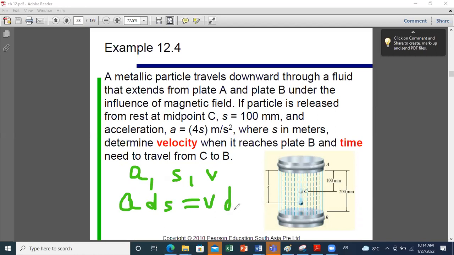Okay. Now, the next step is to replace A by its formula. So A is equal to 4S. So I just put 4S dS is equal to V dV. And the next step will be to integrate both sides. So as we said, after doing separation of variables, we integrate for both sides.